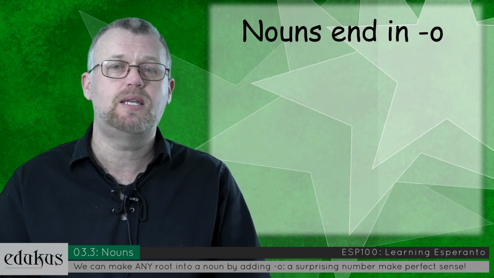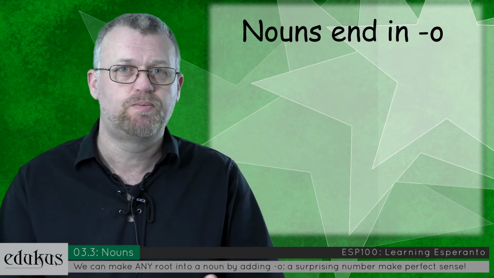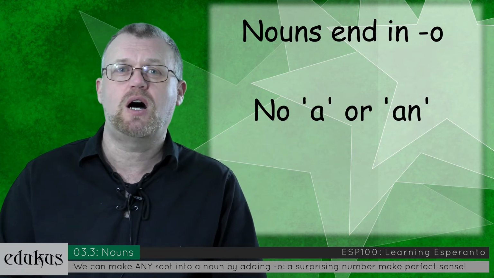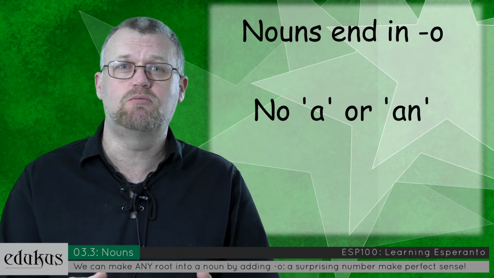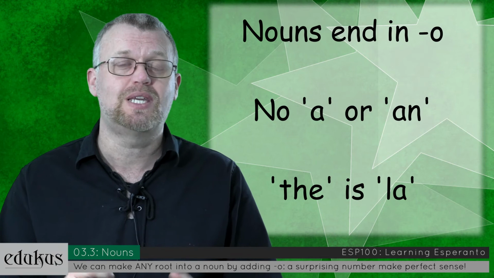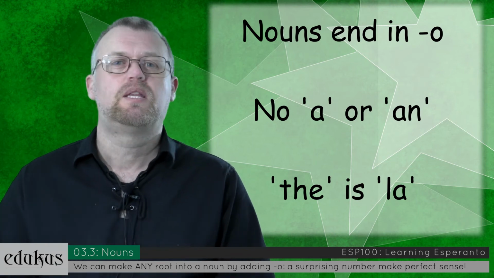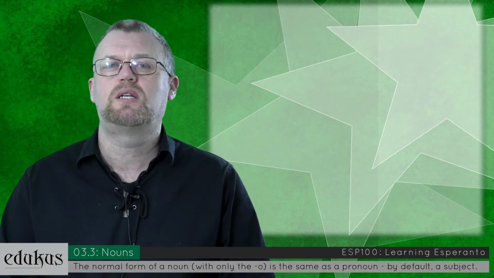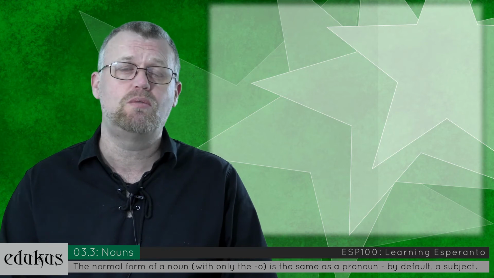So now we know three of the important things about using nouns in a sentence. All nouns end in o, domo. We do not need indefinite articles, so a house is still just domo. But we do need definite articles, so the house is la domo. Now there is only one final thing to know about our noun, and that is one more suffix that we need to add based upon where it is in the sentence.